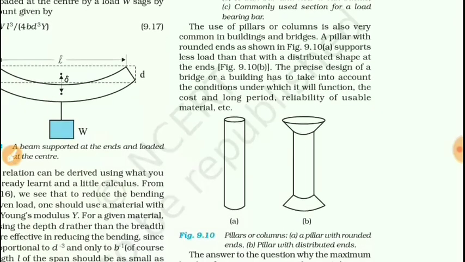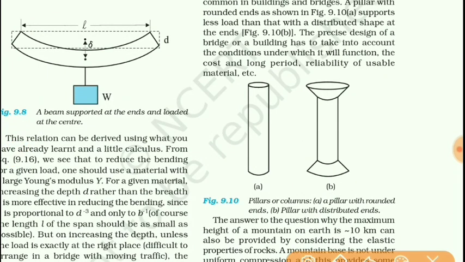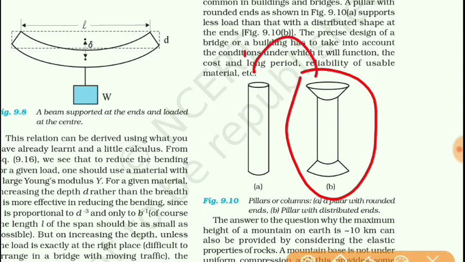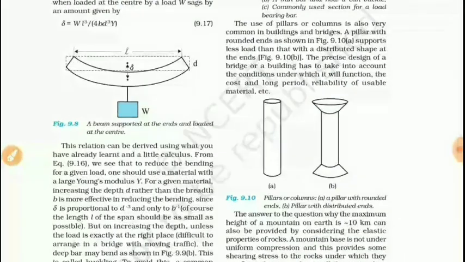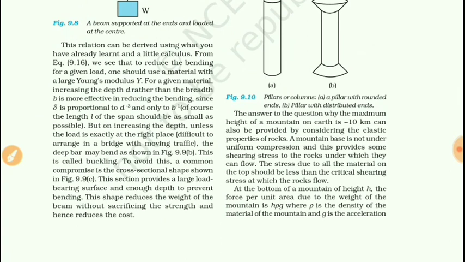Even in the bridges, the pillars which are used are of this shape and not of this shape. You can see at the base and at the top, the I shape is kept so that it can bear a heavy load without any buckling effect. So this type of construction design is used in engineering.